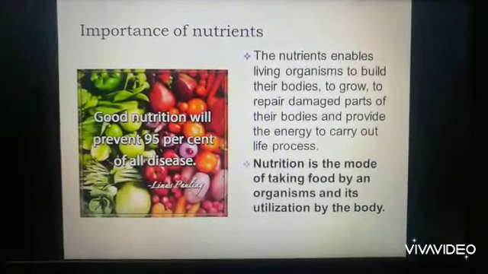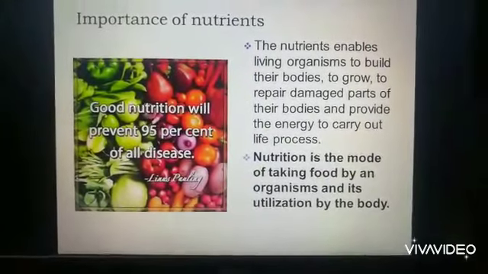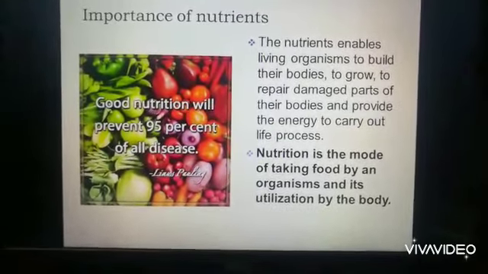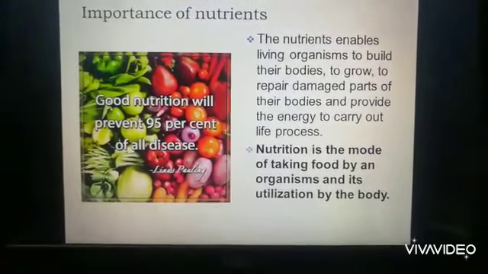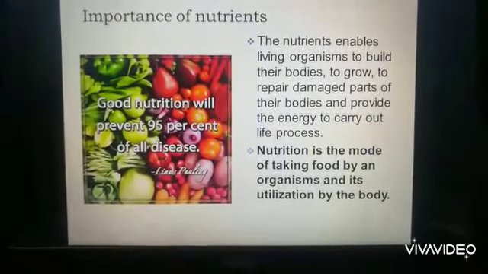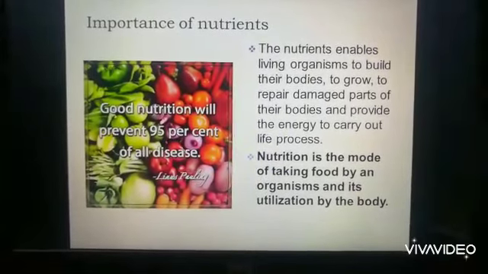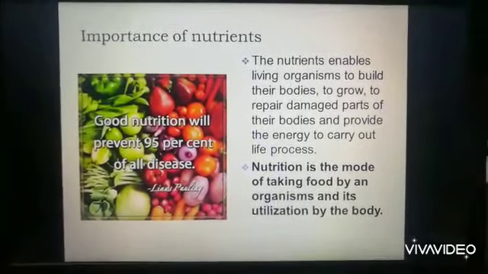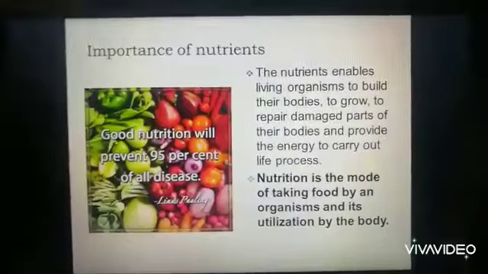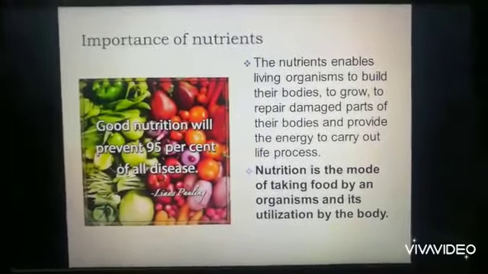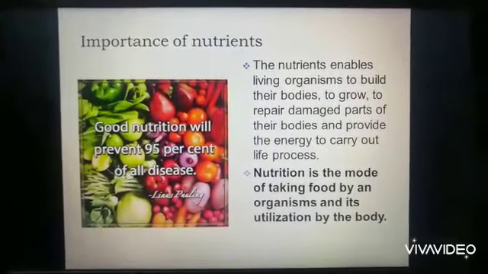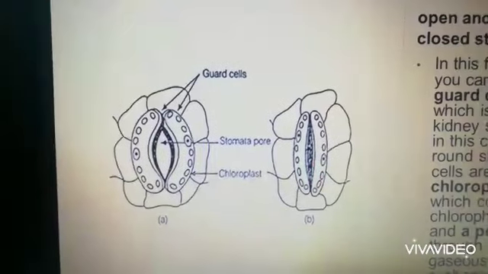Now, nutrition. Nutrition is the mode of taking food by an organism and its utilization by the body. Nutrition is not only taking food, but it has to be utilized in the body. Without utilization, nutrition is not important. Once we have taken food, if it is not utilized, there is no meaning to it.